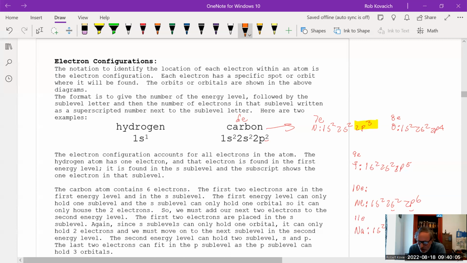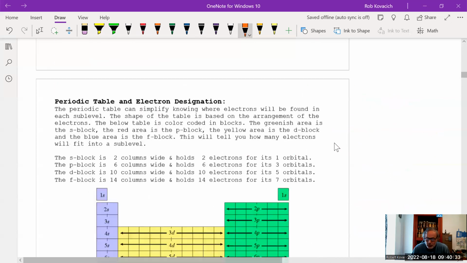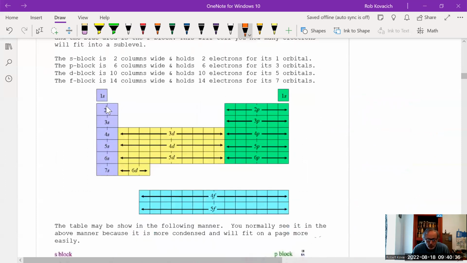where is neon located on the table? Column number 2. Sorry, not column. Row number 2 in the P block, column number 3. So let's find that. Row number 2, P block, column number 1, 2, 3. And this is where you would find nitrogen on the periodic table.